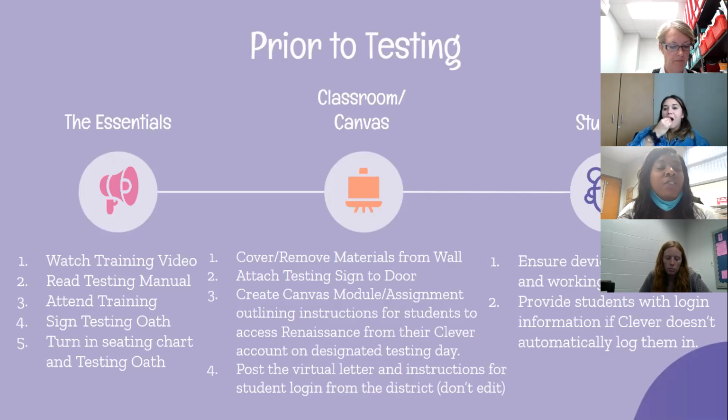So if anything, you can edit the bottom portion where you put your name, okay? That's the only part that they want you all to edit if you want to. As far as students, just make sure that their devices are charged and working properly for testing, and then provide students with their login information if Clever doesn't automatically log them in. So in Clever, they should be able to hit the Renaissance button and it should automatically log them in. But sometimes things happen, so I'll provide you with their login information just in case it doesn't automatically log them in.